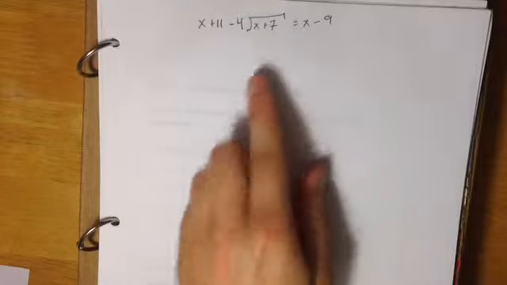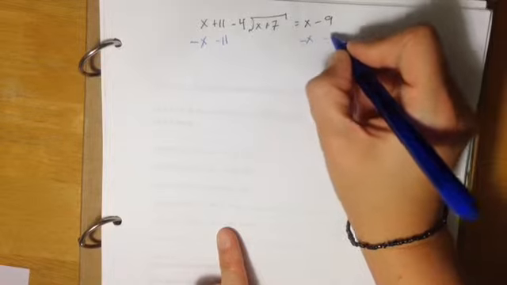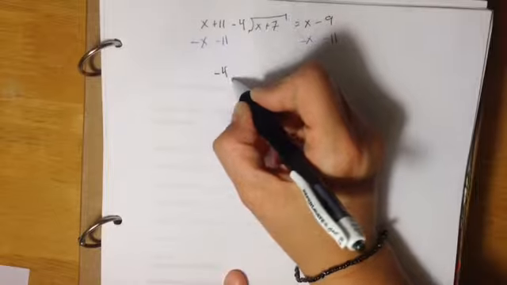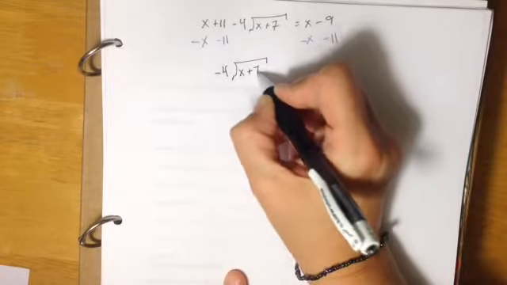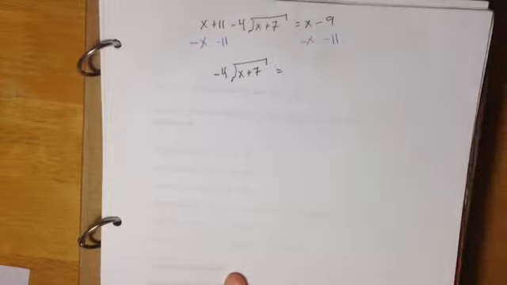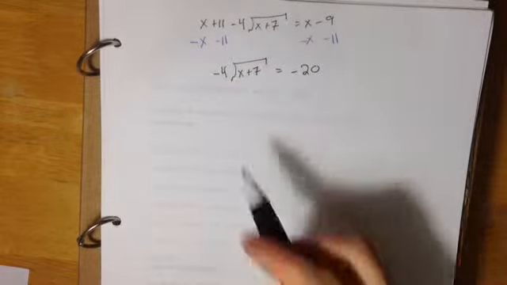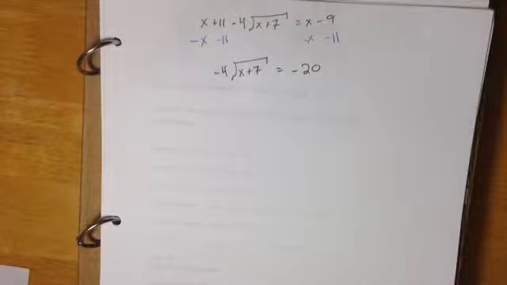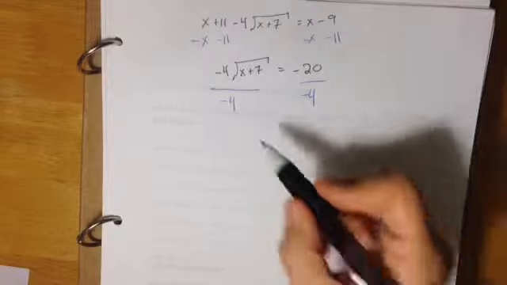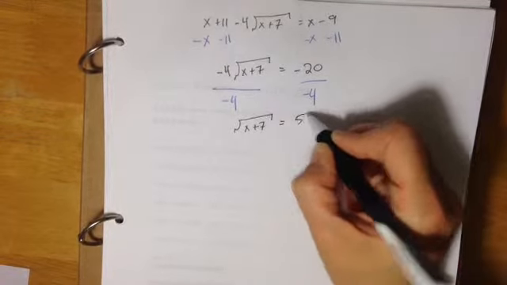So to isolate this radical, I start by subtracting this x and this 11 from both sides, so that I get negative 4 square root of x plus 7 equals, on the right-hand side, the x's cancel each other out, and I have negative 20. Now, I still want to finish isolating this radical, so I will divide both sides by negative 4, which gives me the square root of x plus 7 equals 5.